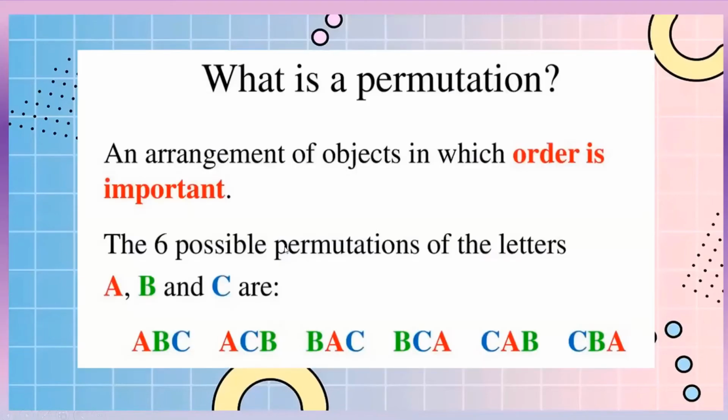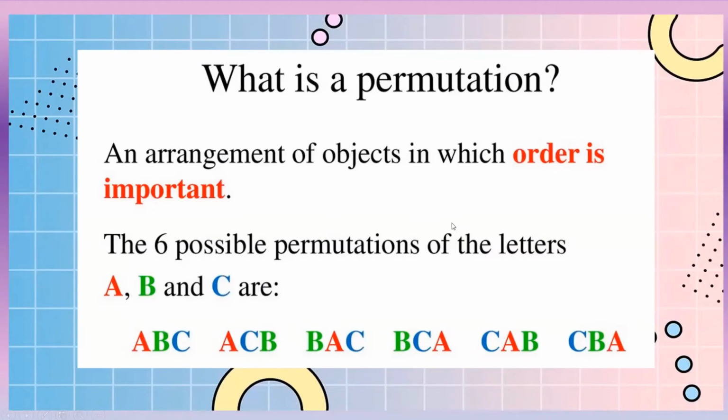So, permutation. Remember the word permutation. So, what is permutation? Andrea, can you read? It is an arrangement of objects in which order is important. The six possible permutations of the letters A, B, and C are ABC, ACB, BAC, BCA, CAB, and CBA. Okay, so thank you, Andrea. So this is the definition of permutation about order, arrangement of objects.